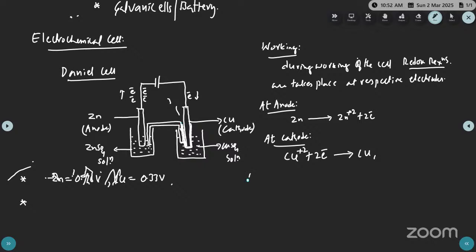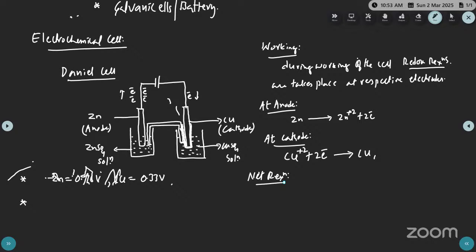Then write the net reaction of the cell. For every cell, we have to write the anodic reaction, the cathodic reaction and the net reaction. So remember, during the working you have to write only the anodic, cathodic and net reactions. No need to write any matter. Just write this sentence and the equations. That is more than enough.